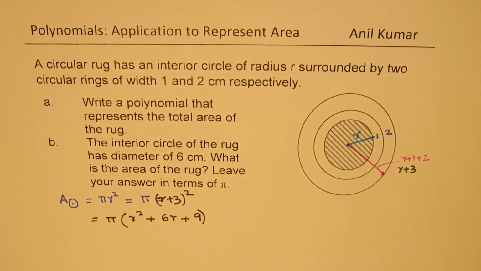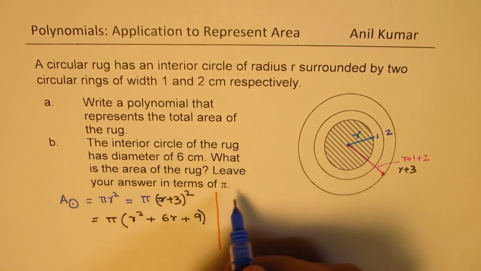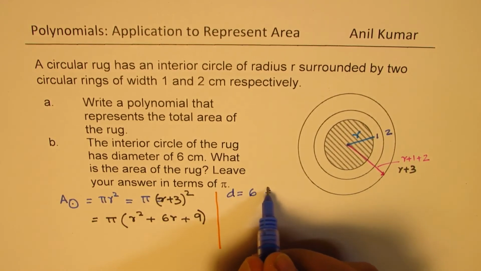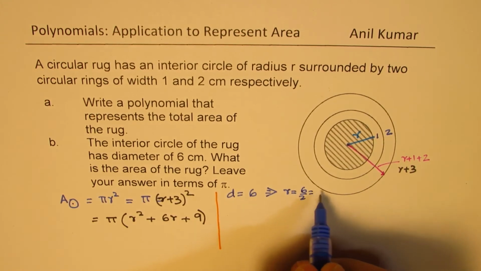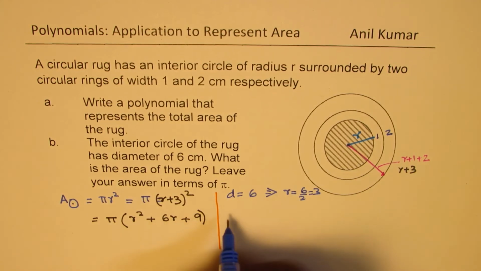So as far as part B is concerned, we are given the diameter, right? So diameter is 6. So that gives you that r should be half of 6, 6 by 2, which is 3. So replacing this r with 3, we will get our answer.